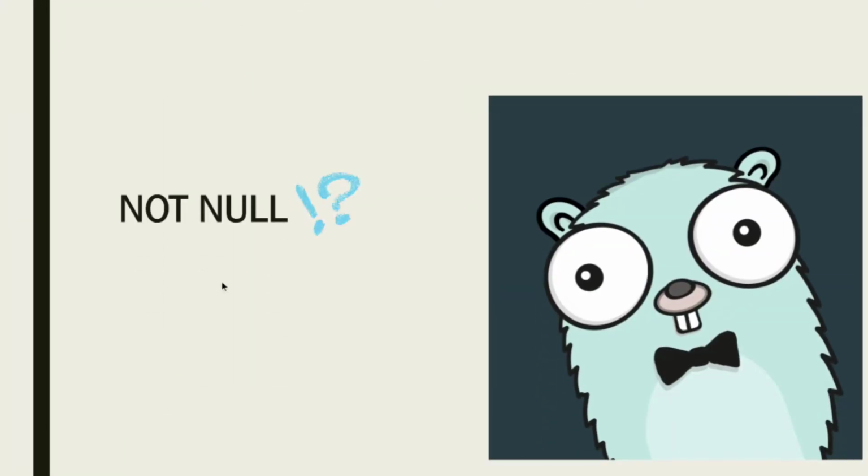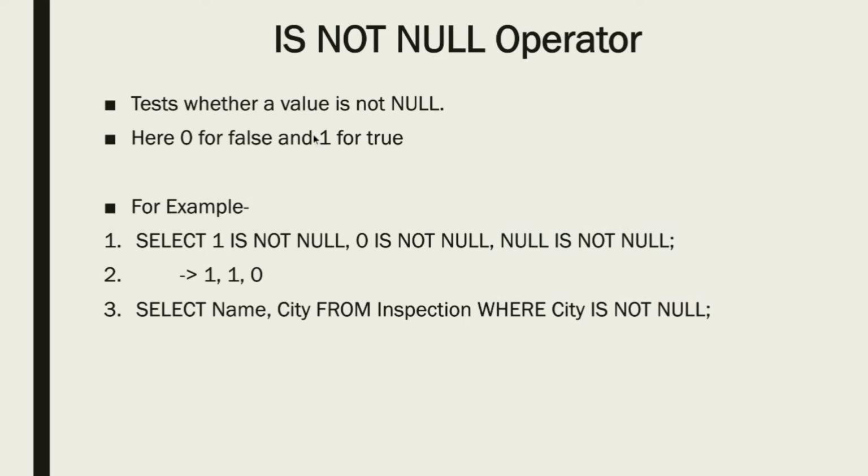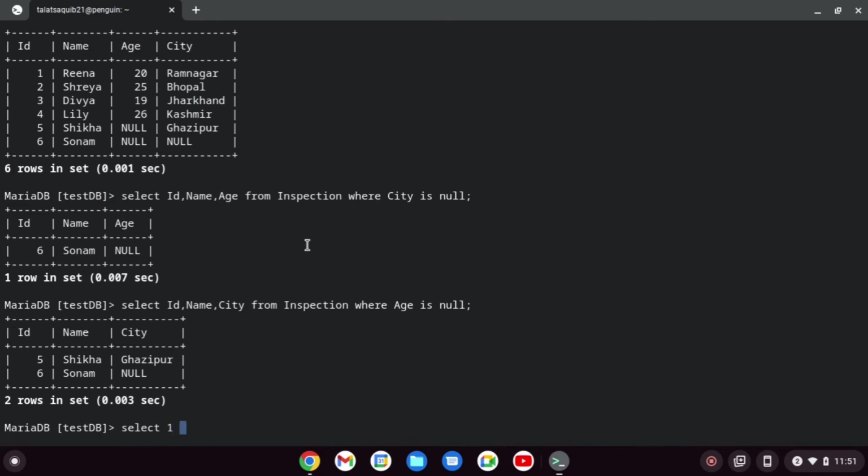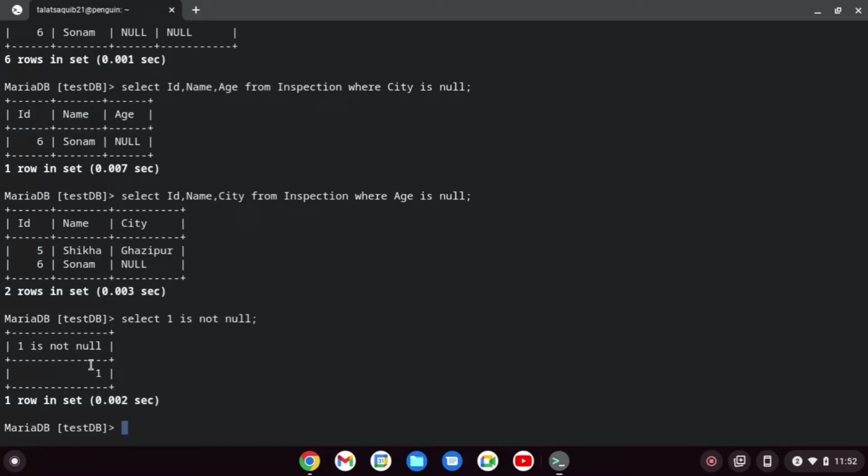So now next, the IS NOT NULL operator. It tests whether a value is not null. Here 0 is for a false value and 1 is for a true value. For example, select 1 is not null. Here 1 is not null, so it will give a true value, which is 1. Let's check it. Select 1 is not null. So 1 is not null, which is true, so it will show 1 here. 1 for true value.